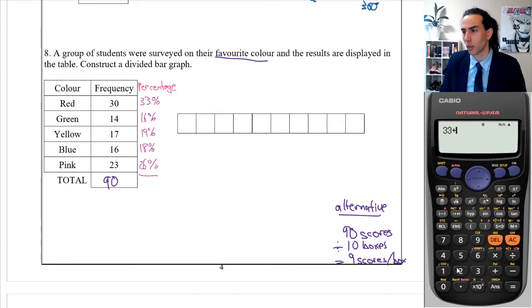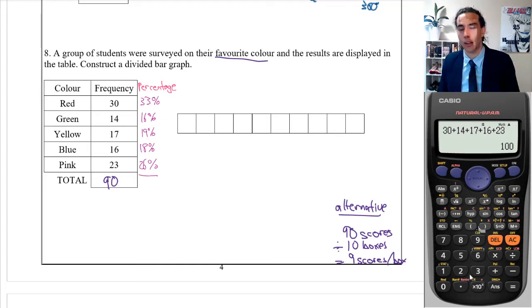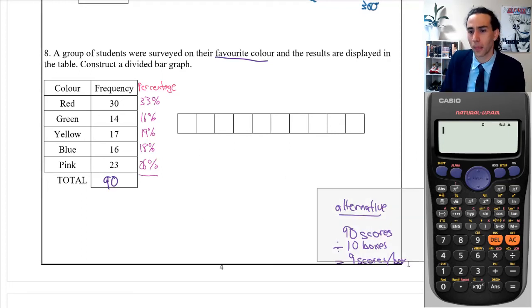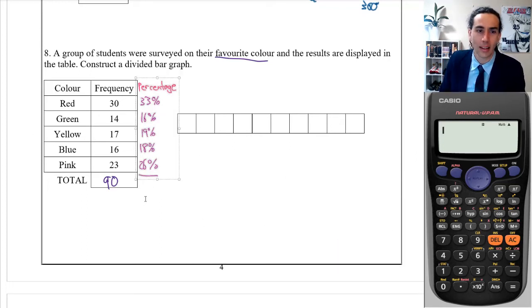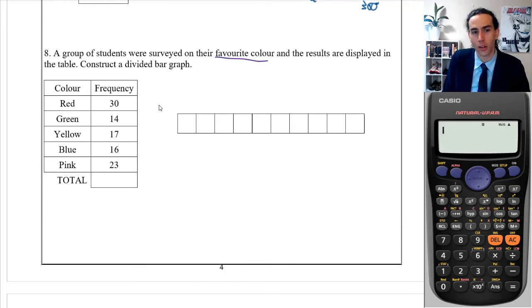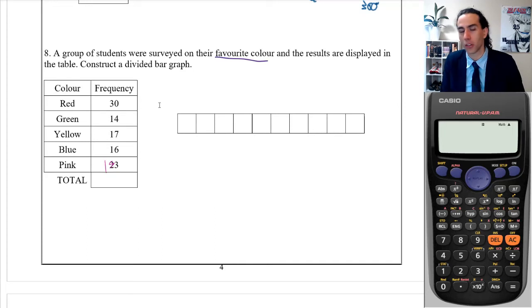33 plus 16 plus 19 plus 18 plus 26. 102? 100? No, there's a mistake there. 30 plus 16. Pausing. Find my mistake. How embarrassing. This is why you should check everything in your calculator, because it adds up to 100. That last one, I was treating it as if it were 13, but it's not.